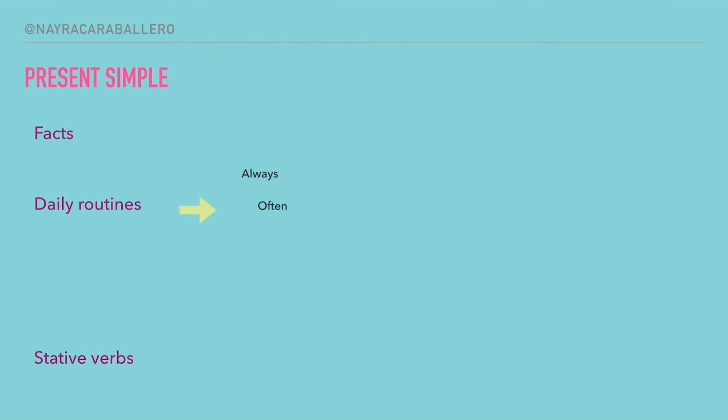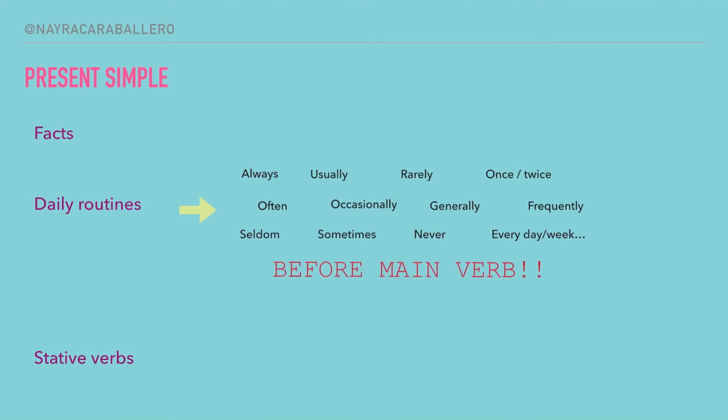For example, always, often, seldom, usually, occasionally, sometimes, rarely, generally, never, once or twice, frequently, every day, every week, every month, okay? And it is very important that you remember that frequency adverbs are always placed before the main verb. Although when we use to be verb, the frequency adverb is after the verb. For example, I am always happy. Always is placed after to be, okay?